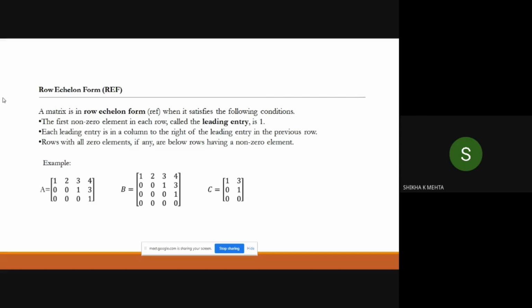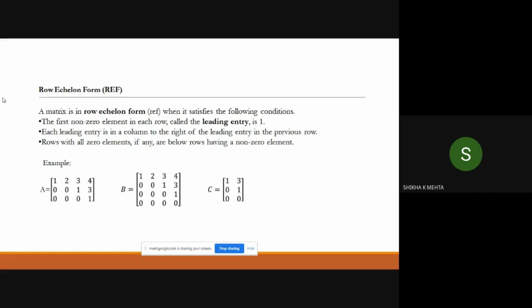Then we say the rows with all zero elements. So that means if you have any row with all zero elements, it should be below the rows with the non-zero elements. That means in the example B, you see the last row has all zero elements. So this has to be below the rows which have non-zero elements. All the three rows here have non-zero elements. Only the fourth row has zero elements, so it has to be below the non-zero elements.